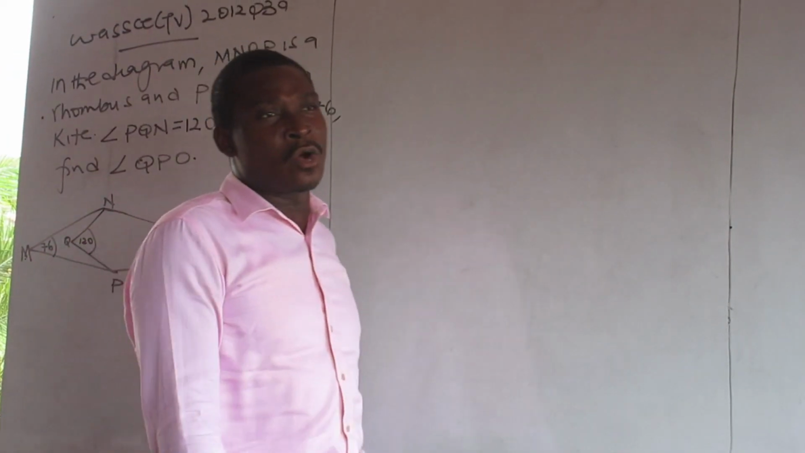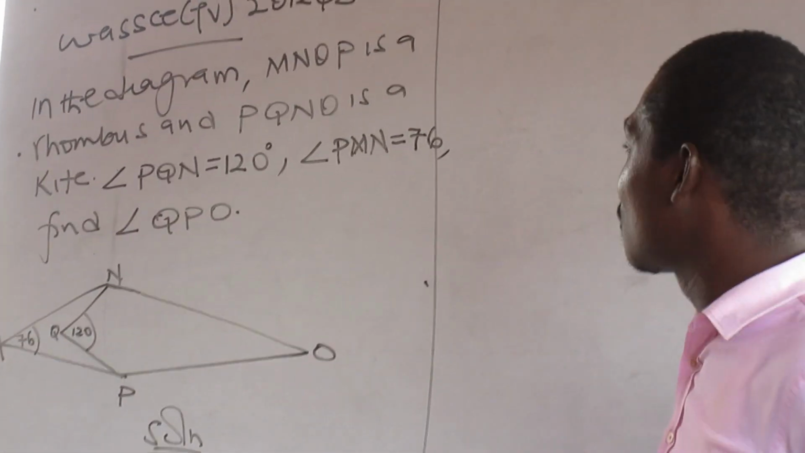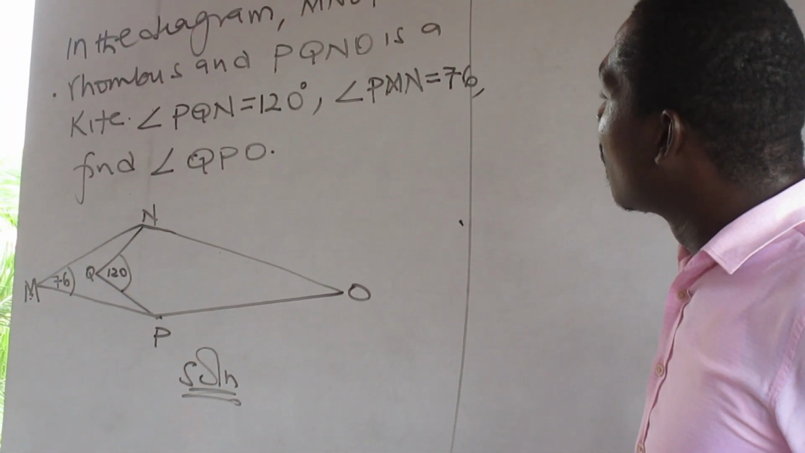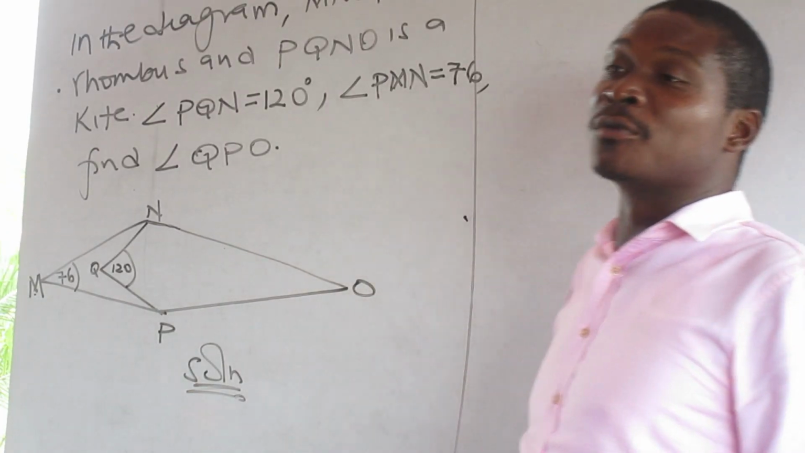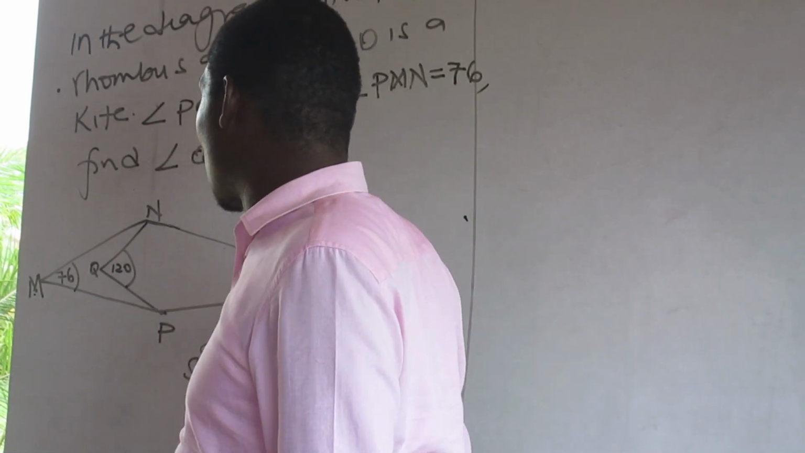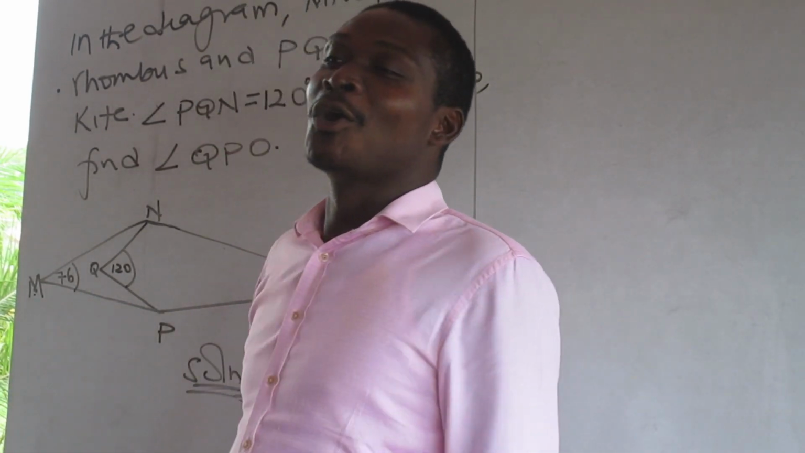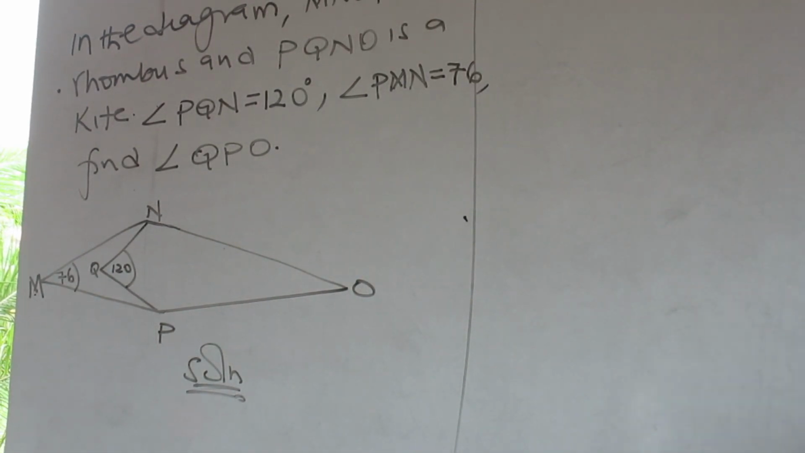Welcome to application. In the diagram, MNOP is a rhombus. PQNO is a kite. A kite in a rhombus. Find angle QPO. What do you have to do? The whole thing is a rhombus and the kite is inside. Now we want QPO, so we want the angle here. What will you do? Those with the geometric eyes. Guys, it's about a kite and a rhombus.